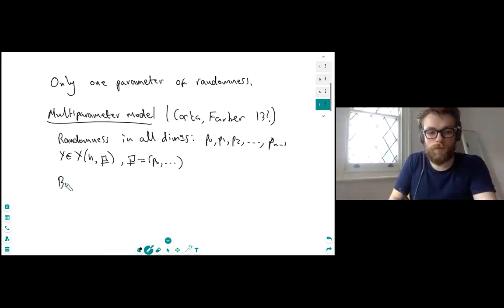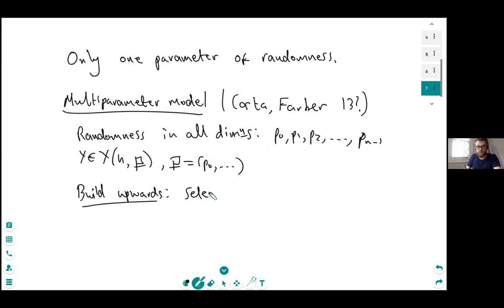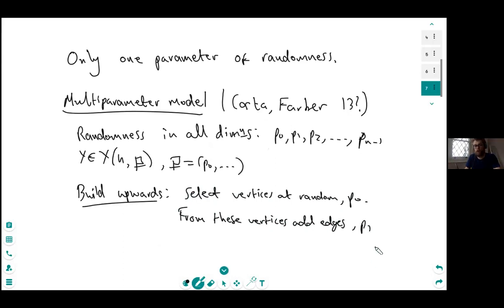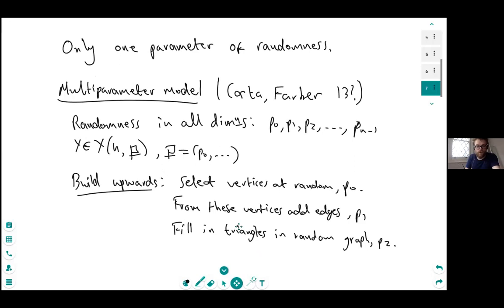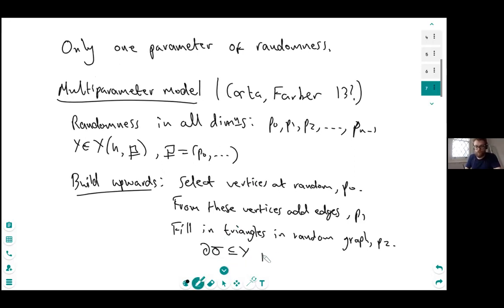And how do we do it? We build upwards. First we select vertices at random with probability p0. So now we have a random vertex set. And then from this random vertex set, we add edges with probability p1. Now we have a random graph, so we can fill in triangles in the random graph with probability p2, and then in general, if we have the boundary of a simplex, we fill in sigma with probability p of the dimension of sigma.